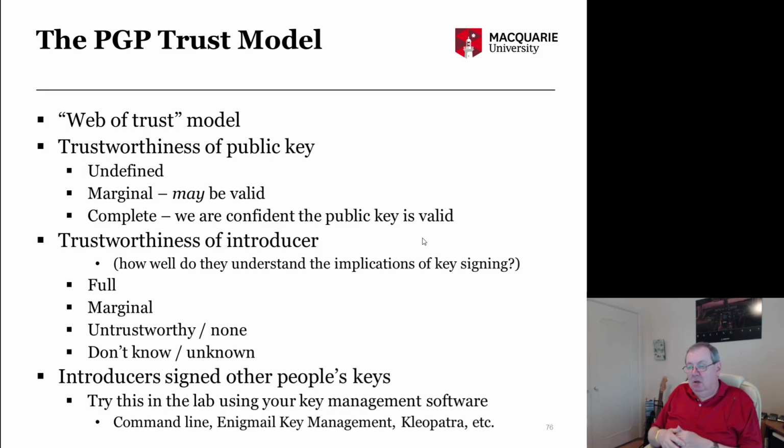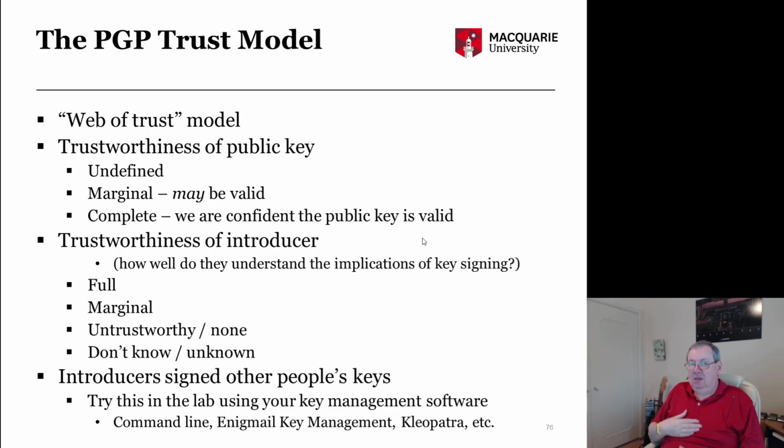Then there might be somebody you know who's just a total flake. They'll sign anybody's public key without checking out whether this person really is that person or not. In which case you might assign them a trustworthiness of untrustworthy or none, no trust. Or it might be marginal. You might say, well, they're okay as a person. They don't really understand all the implications of this. If they sign someone else's public key, it's probably okay, right? But we don't know for sure.